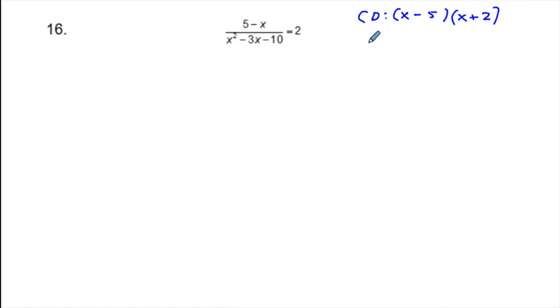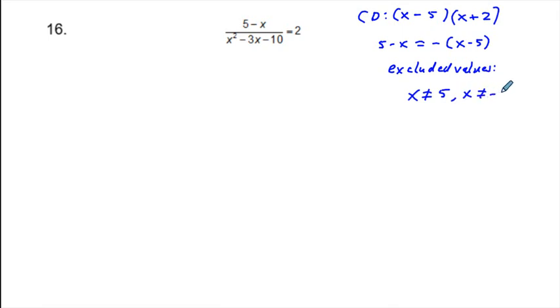And what I'm going to do is take this 5 minus x and rewrite that as negative times quantity x minus 5. That just might make our life easier. And our excluded values are going to be x cannot equal 5, and also x cannot equal negative 2.